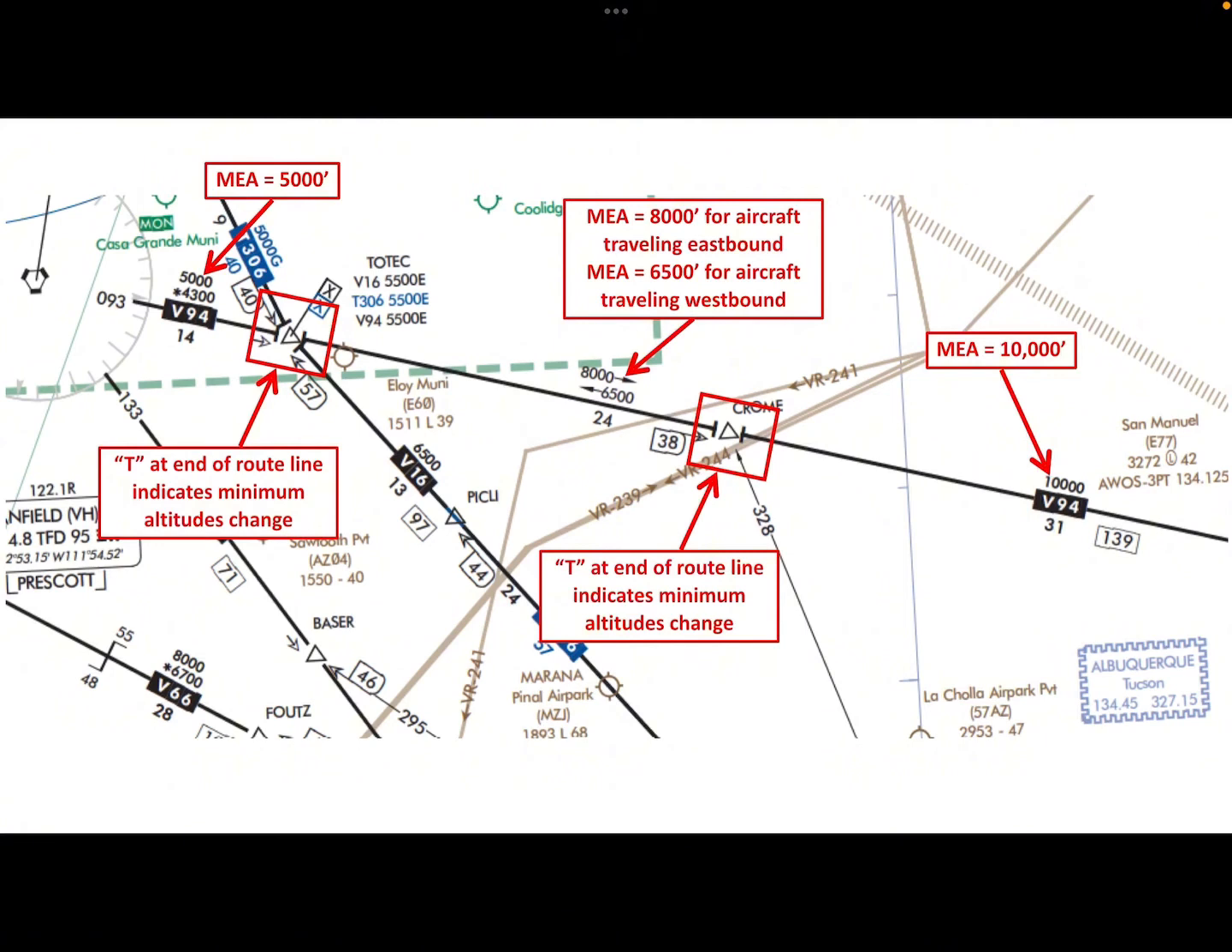A T in the route line before an intersection tells you that there is a change in the MEA. So here on Victor 94, you can see before the intersection that it ends in a T and then begins in a T as we go east or west. Same thing at Chrome intersection, right here in the middle. They both have T's. That tells us that the MEA is changing.